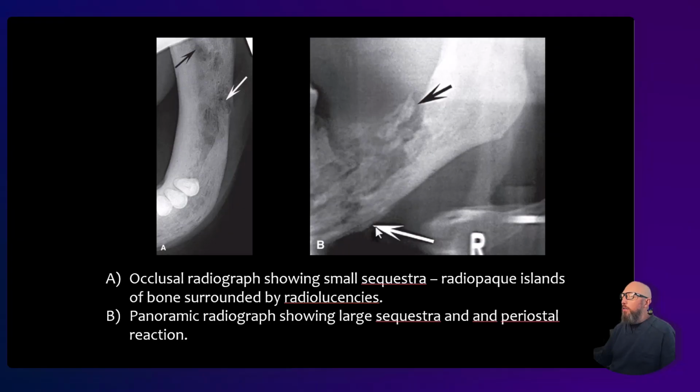But what does the white arrow show as well? Well, that's a periosteal reaction. So you'll see this image over and over. When you have both sequestrum and periosteal reaction, especially the onion skin periosteal reaction, you should start thinking osteomyelitis.